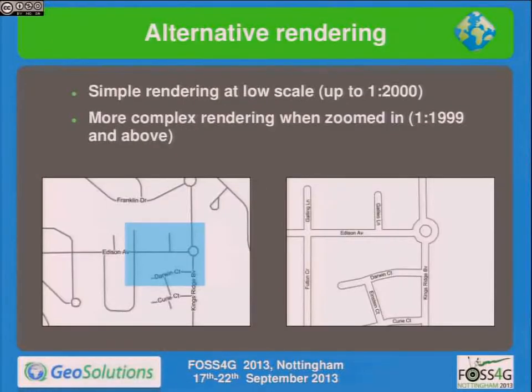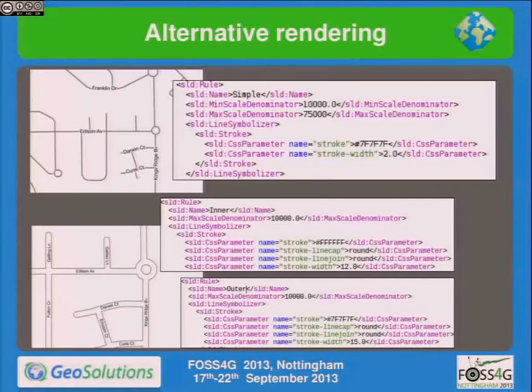Another thing that you might want to do is alternative rendering. So I don't hide the data, but I change the way in which I display it. As you see, as I zoom in, I change the way I display the roads from single line to cased line. In the case of SLD, I'm playing with both min and max scale denominator to turn on and off the rules. And same here, I do play with the max scale denominator so that I turn off the cased line display, whilst this one goes from 10,000 to 75,000. So single line goes from 10,000 to 75,000. When I'm above 10,000, then I display a cased line.